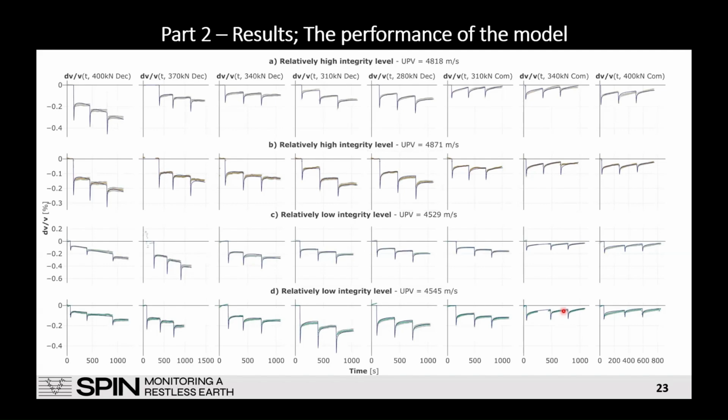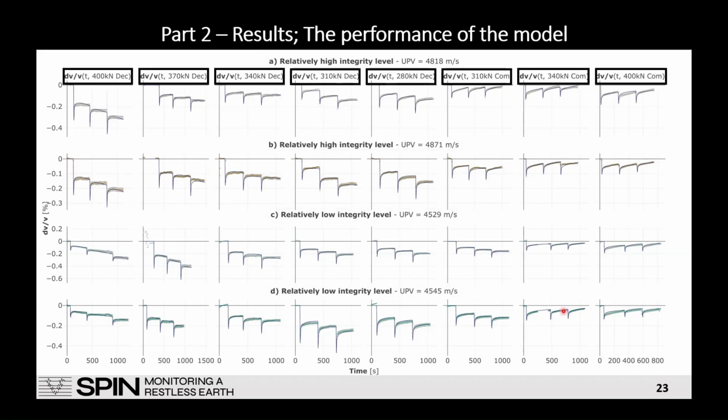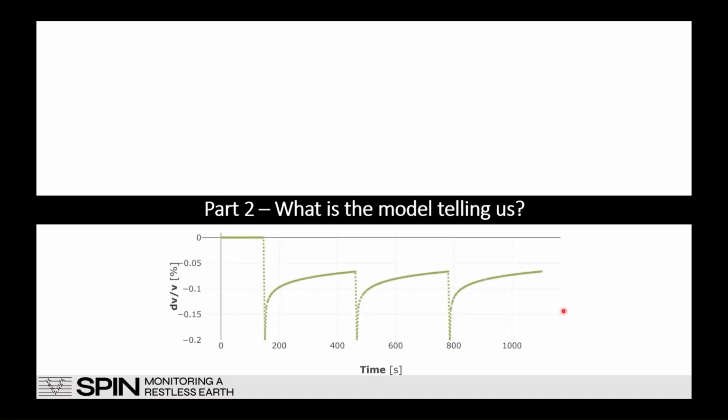And in general, the model is able to reproduce the time-dependent relative velocity changes, no matter the integrity level of the material and no matter the compressive force. So with a model that is a function of 4 different variables, we are able to reproduce time-dependent effects. But what is the model telling us? Indeed, we can say a lot of things, but the crucial part that I want to address in this presentation is what is happening in terms of instantaneous softening, or why it is important.